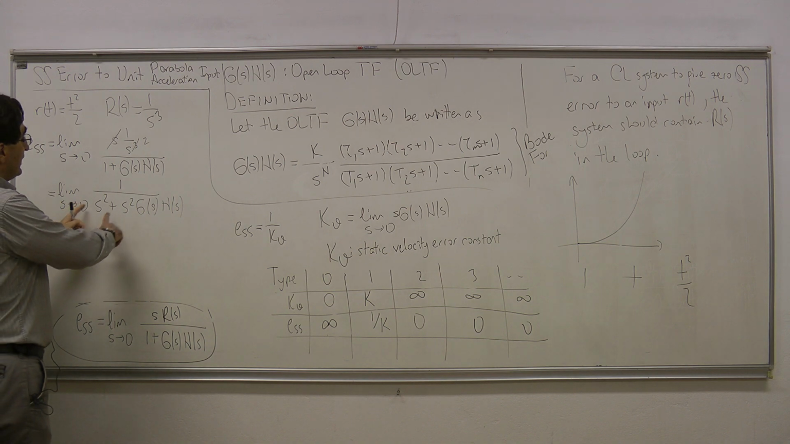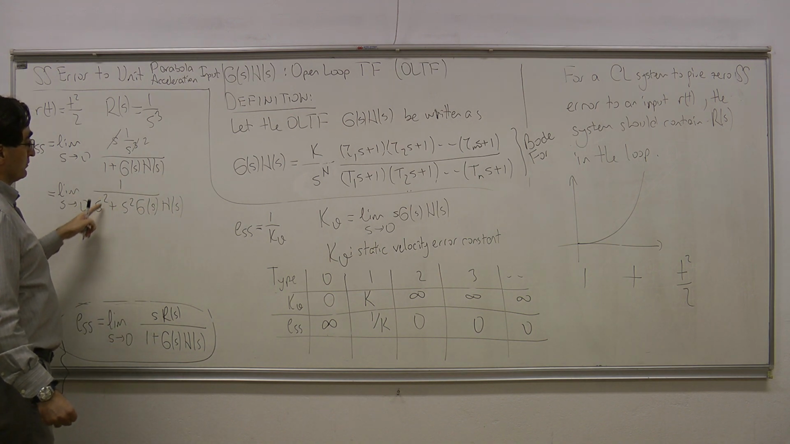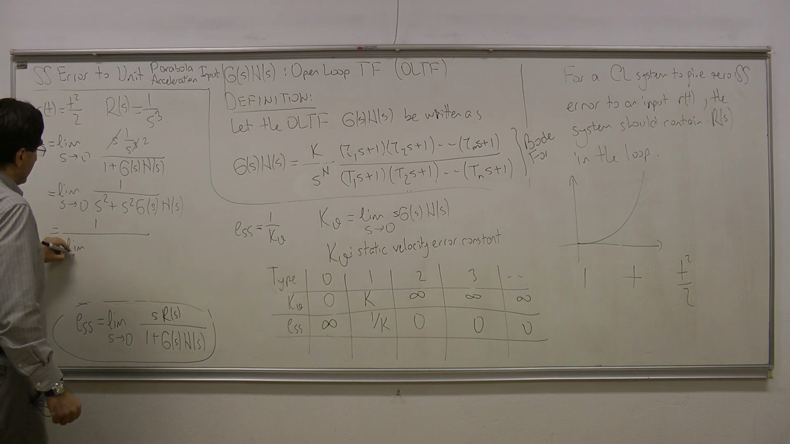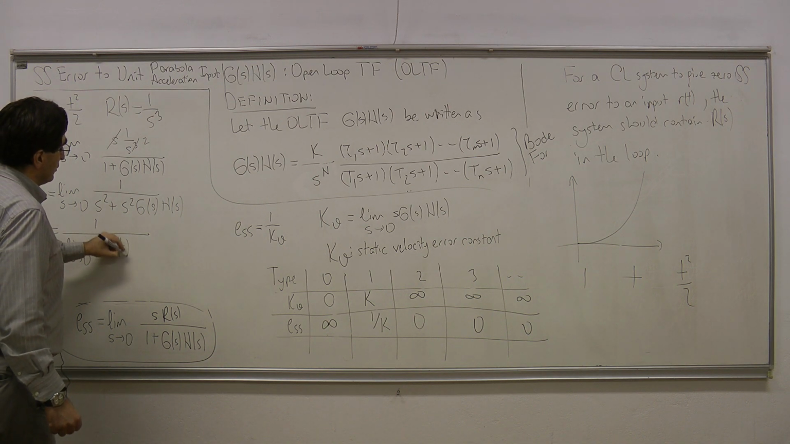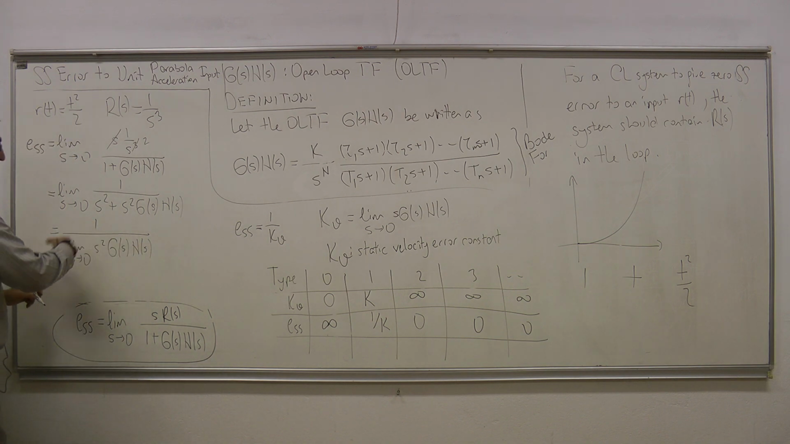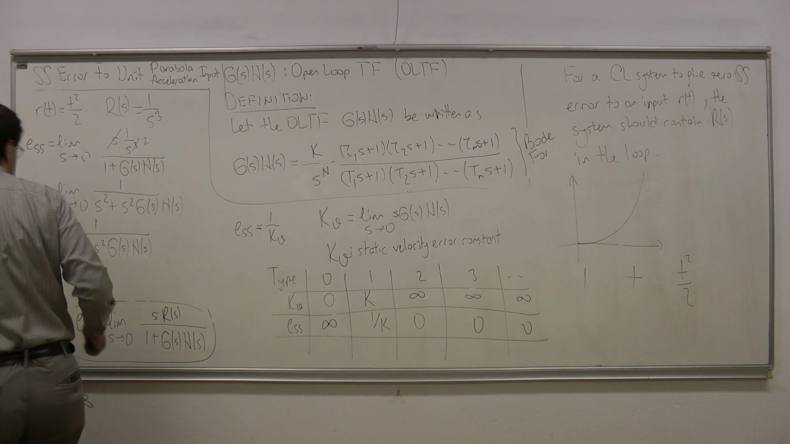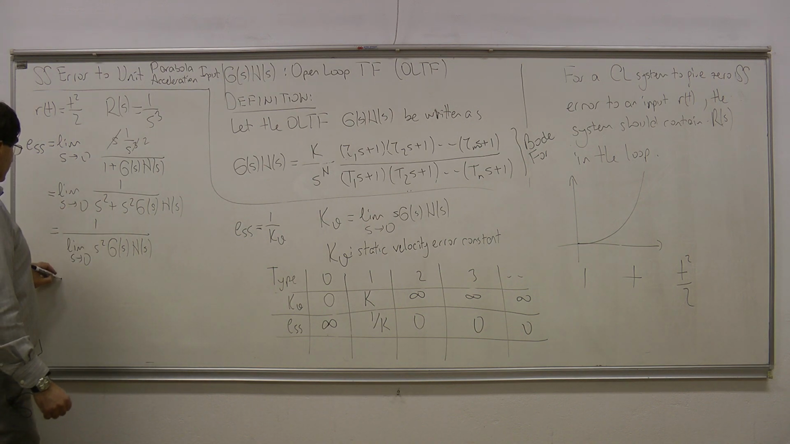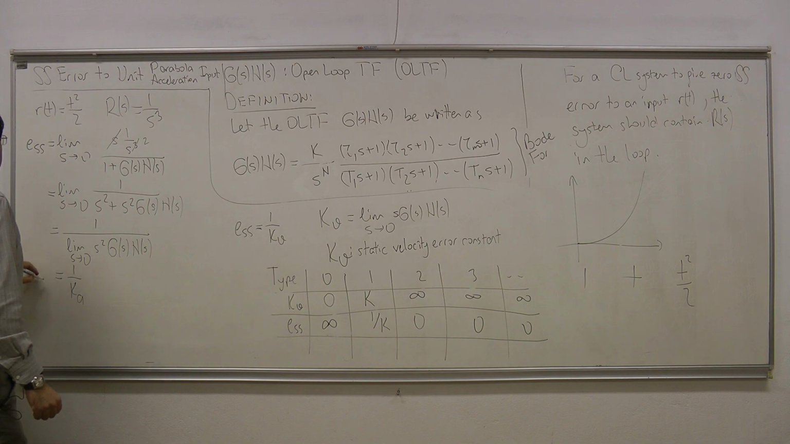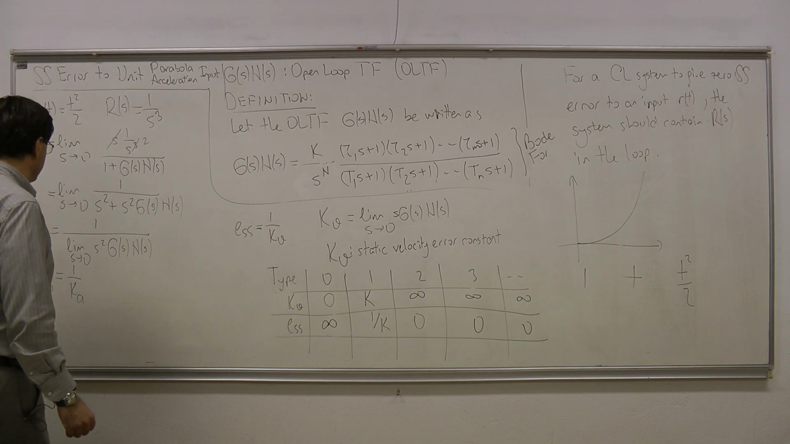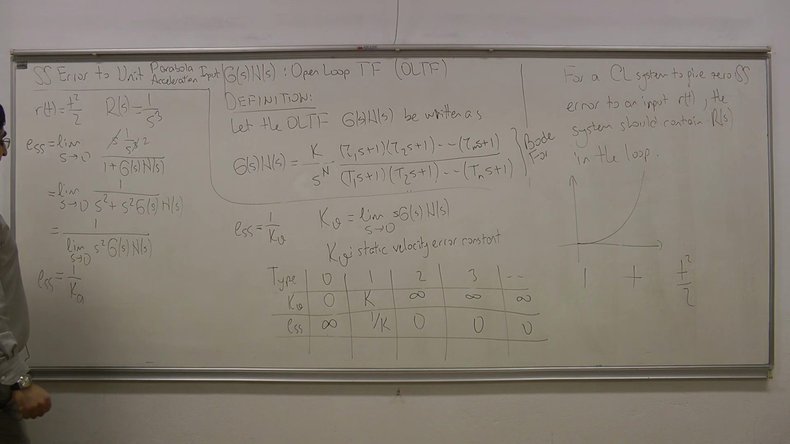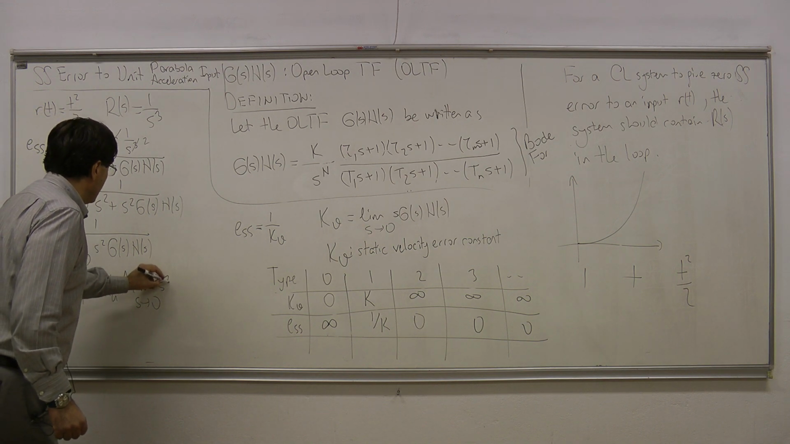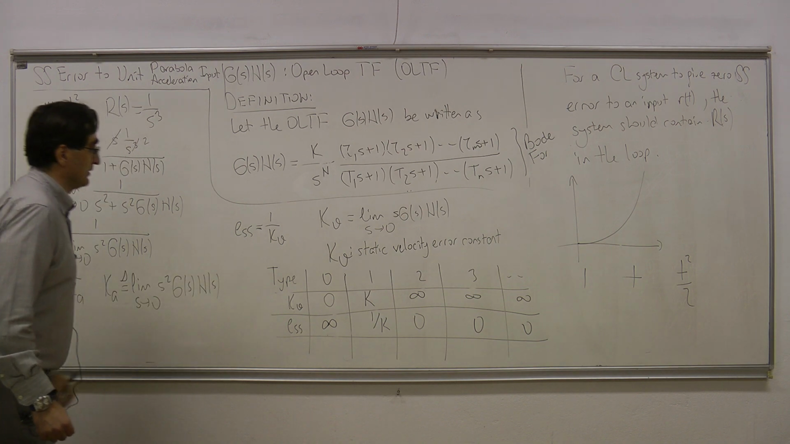And if I take the limit as s goes to 0, this is going to go to 0, and I will have the limit of this thing as s goes to 0. Okay? So I would have 1 over limit as s goes to 0 of s squared g of s h of s. Now this is, again, another constant in control. And we call it 1 over Ka. Okay? So the steady state error to unit parabola input would be 1 over Ka. And I would have here Ka defined as limit as s goes to 0 of s squared g of s h of s. Okay?